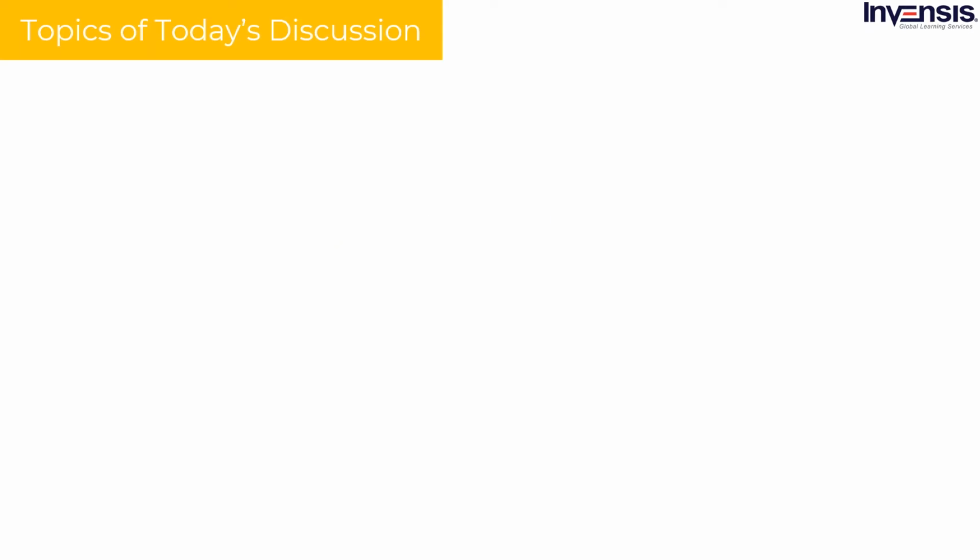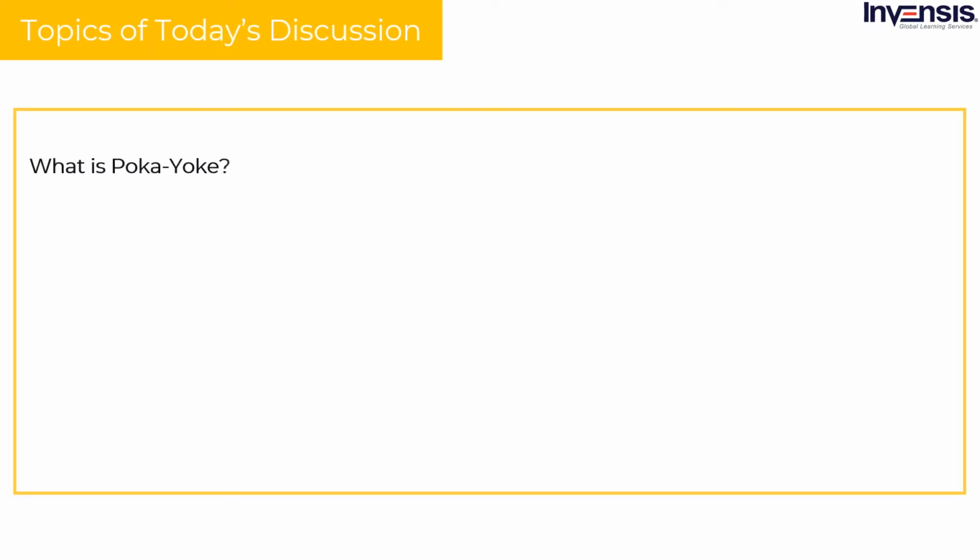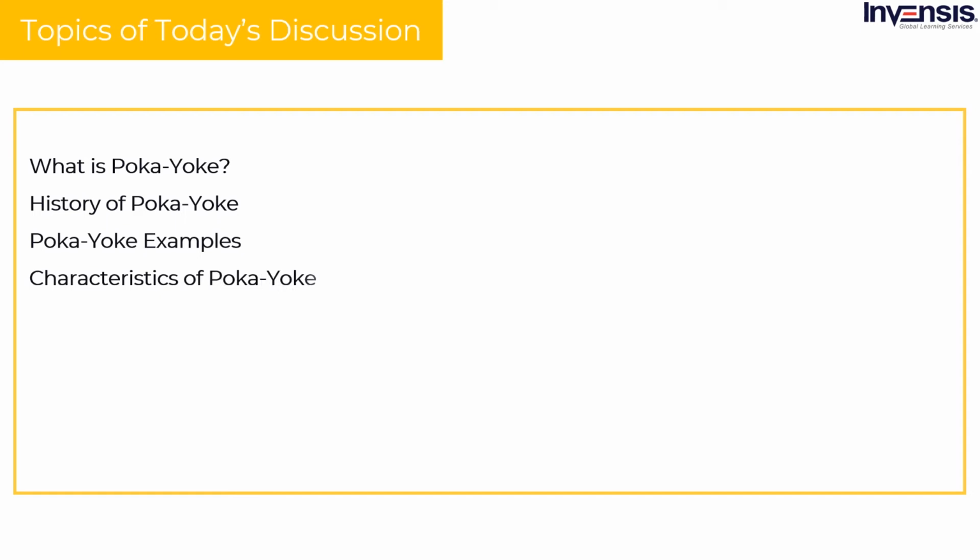Now, let us take a look at the agenda. First, we shall start with knowing what a Poka-Yoke is. Then we shall focus on the origin of Poka-Yoke. Moving on, we shall see some of the everyday, automotive, and other common examples of Poka-Yoke. Moving on, we shall point out the characteristics of Poka-Yoke. Then, we shall see why Poka-Yoke is needed, and continue to understand some of the Poka-Yoke benefits.